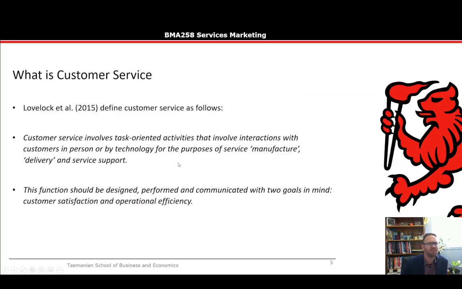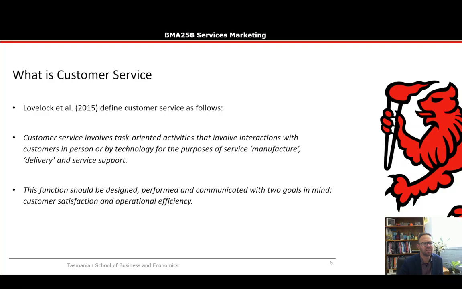So Lovelock defines customer service as task-oriented activities that involve interactions with customers in person or by technology for the purpose of the service manufacture, delivery, and service support. So it's kind of what we do when we do service organisations. Part of the manufacture of the service that we provide is the customer service, right?